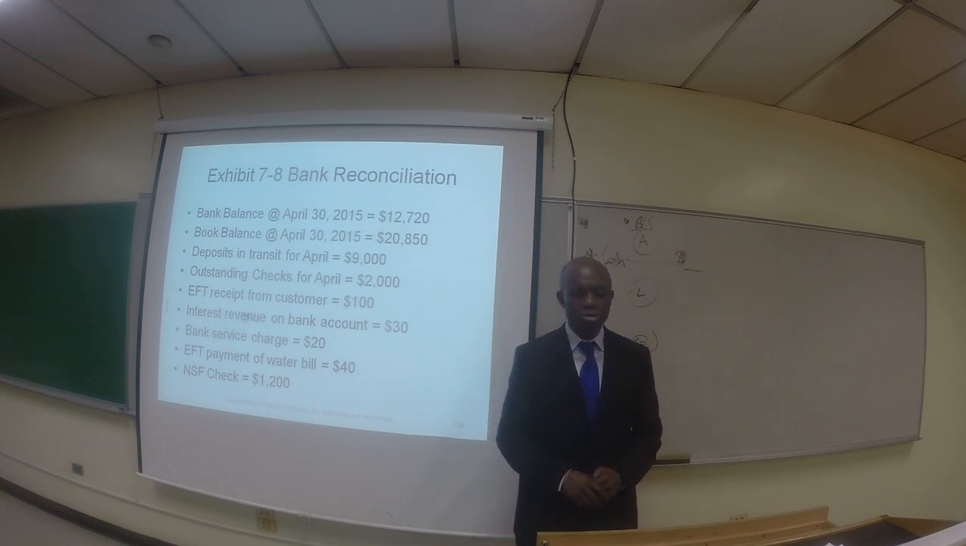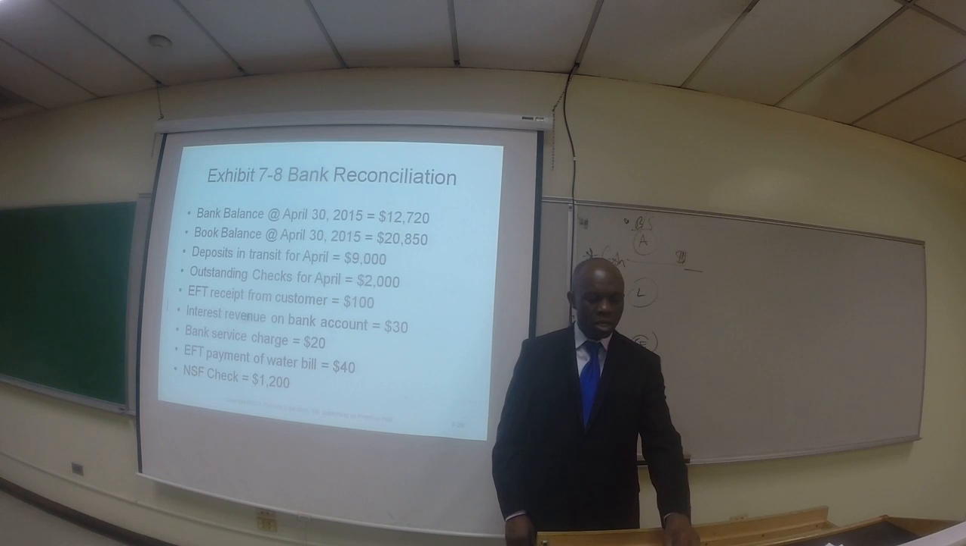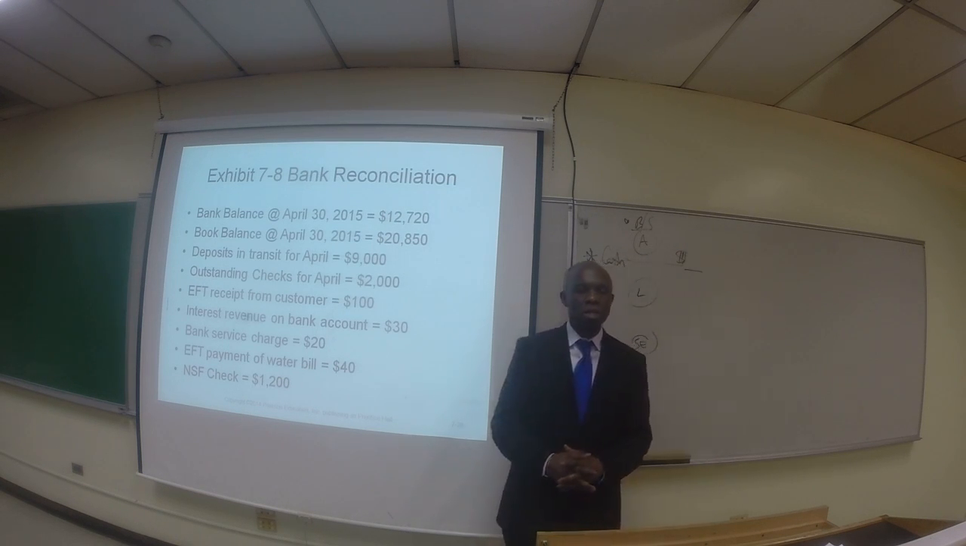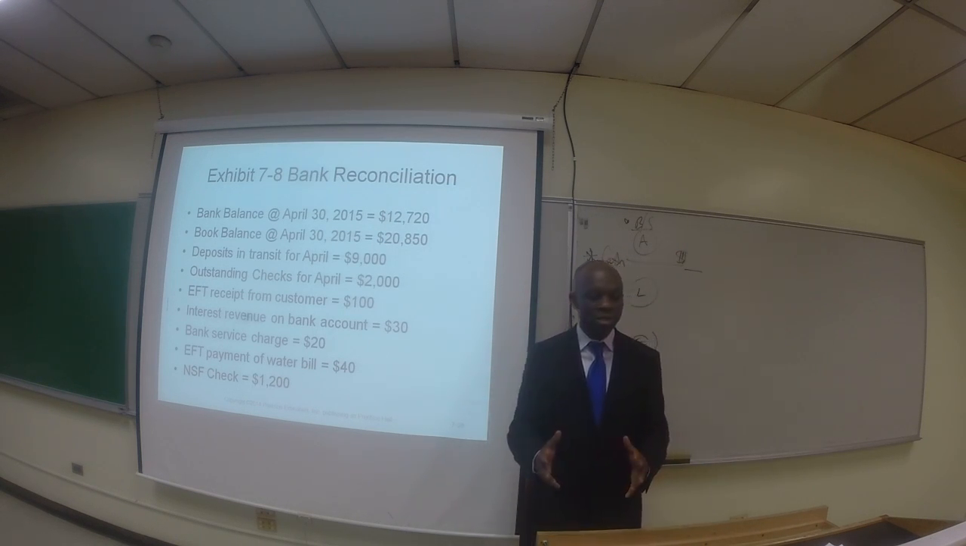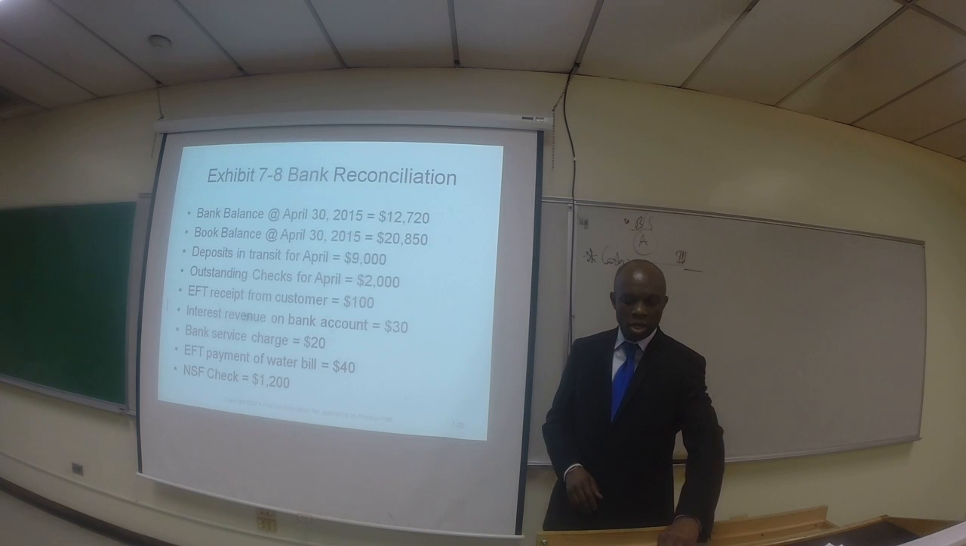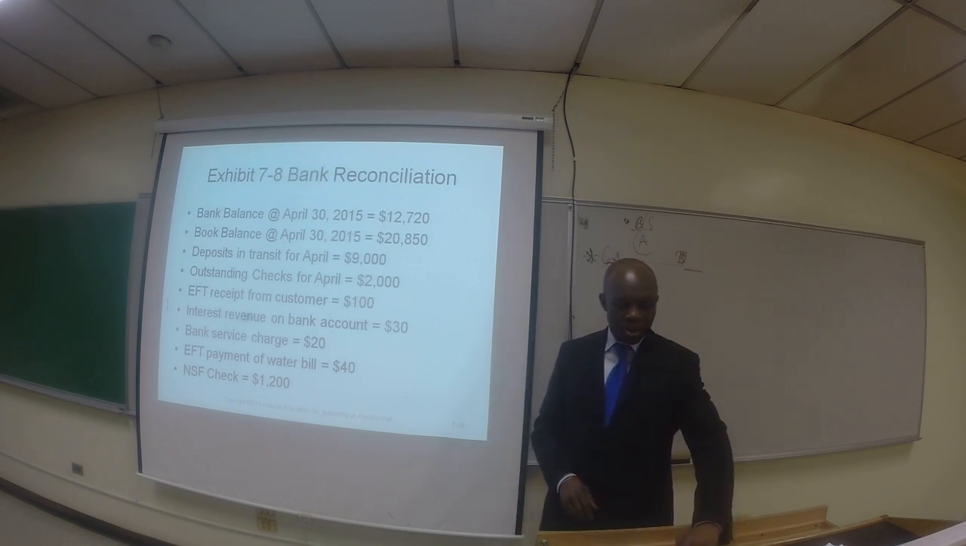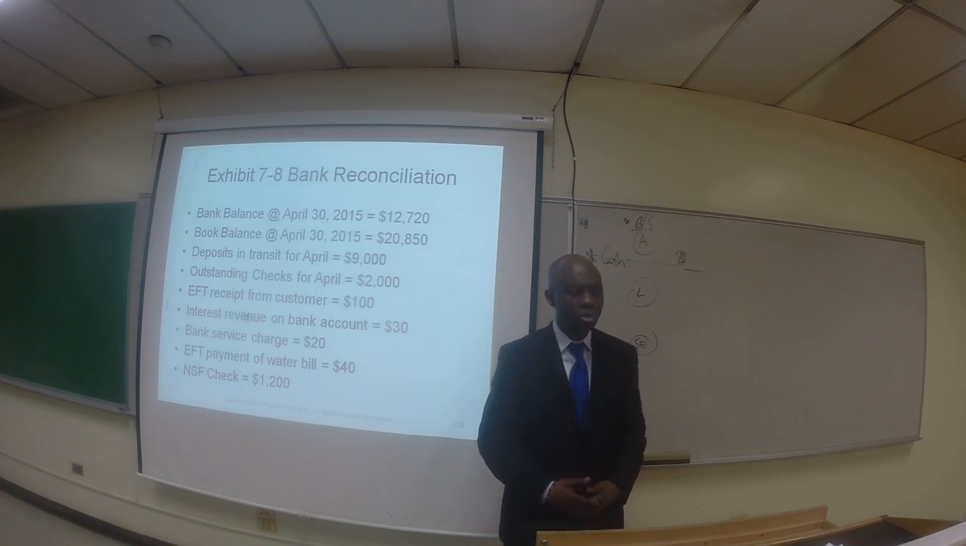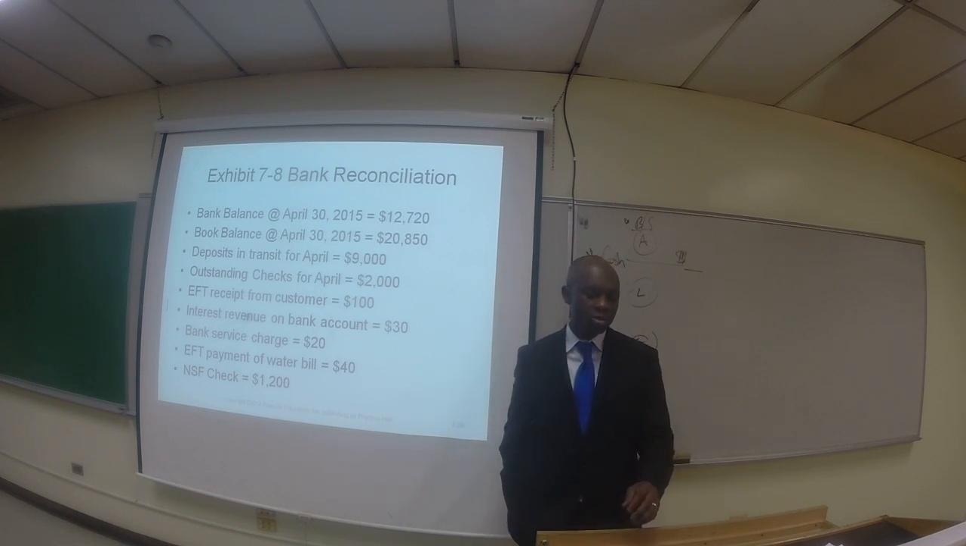Chapter 7, internal control and cash. A couple of issues are left in chapter 7: bank reconciliation and making journal entries relative to the bank reconciliation. Then we are going to talk about the related ratios for analyzing the performance of the company.